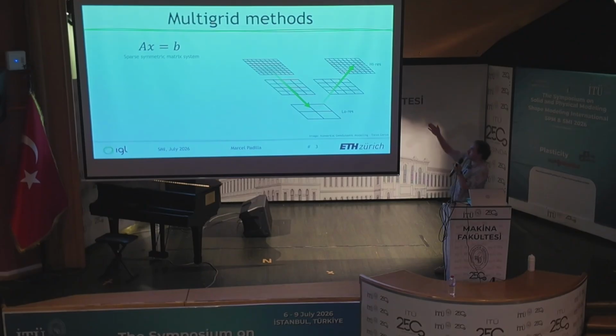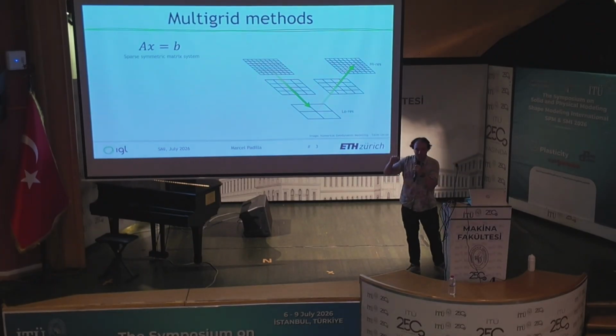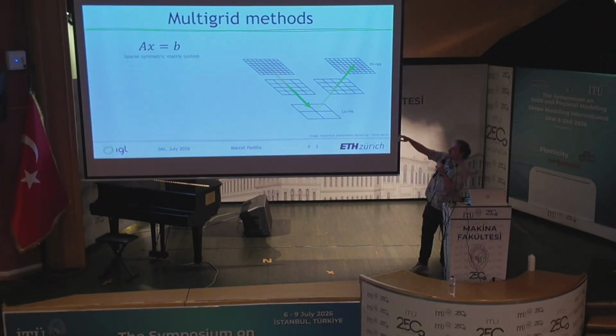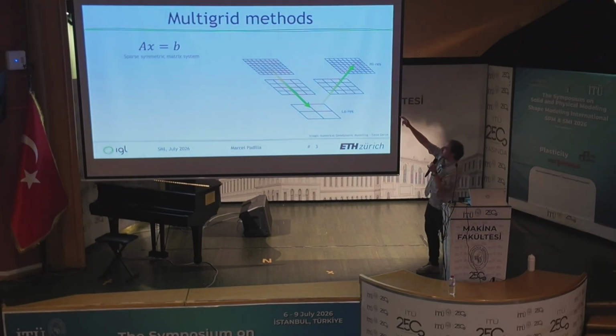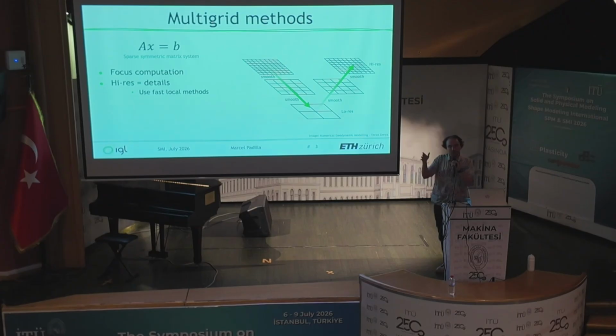These methods are often called multigrid methods, and they operate by working on different resolutions. So you have a sparse symmetric matrix system, Ax = b, where A is a sparse symmetric matrix, and you apply different methods for different resolutions. So you can focus your computation on the high resolution details using something like Gauss-Seidel iterations, which converges poorly globally, but converges well when you just try to reduce the high frequency error.